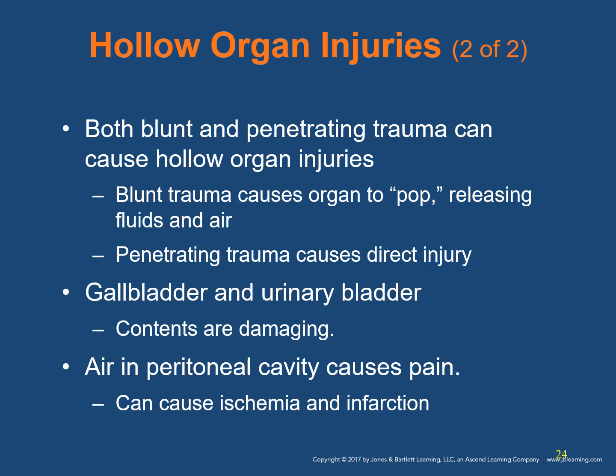Both blunt and penetrating trauma can cause hollow organ injury. Blunt trauma causes the organ to pop, releasing fluids and air. Penetrating trauma causes direct injuries such as lacerations and punctures. The gallbladder and urinary bladder are hollow organs which contain bile and urine, potentially irritating and damaging if ruptured. These fluids move into loose spaces and voids in the peritoneal cavity, eventually leading to infection.